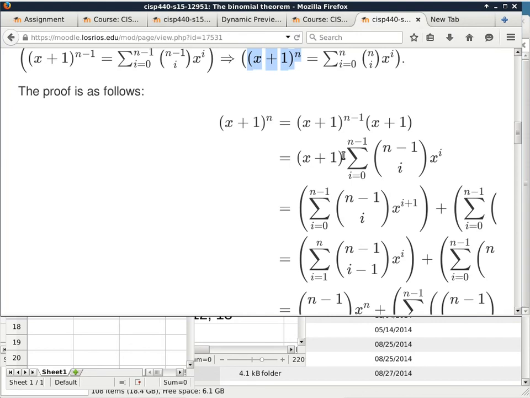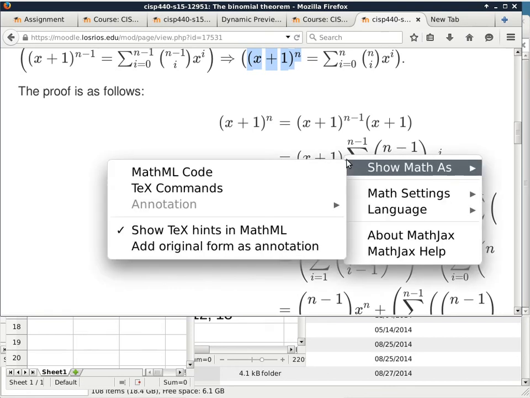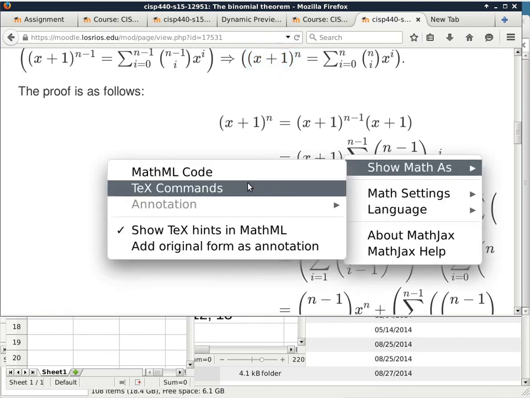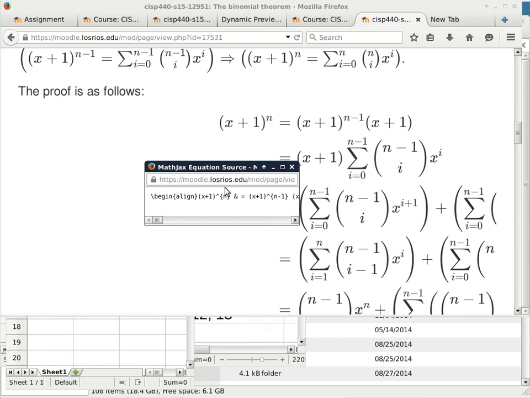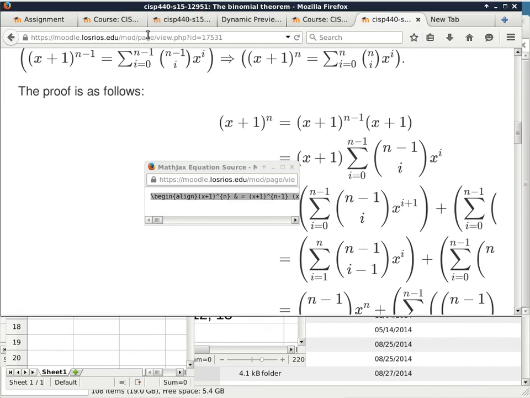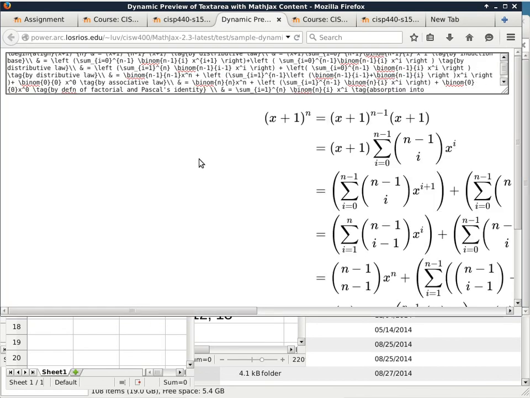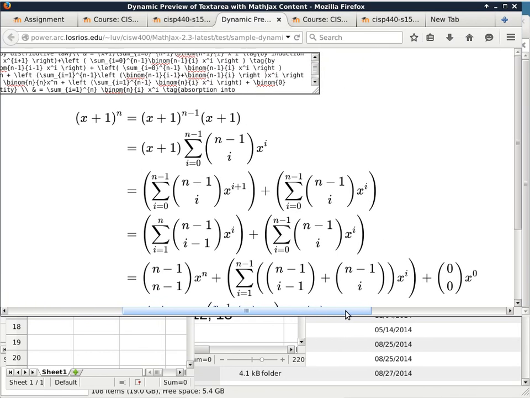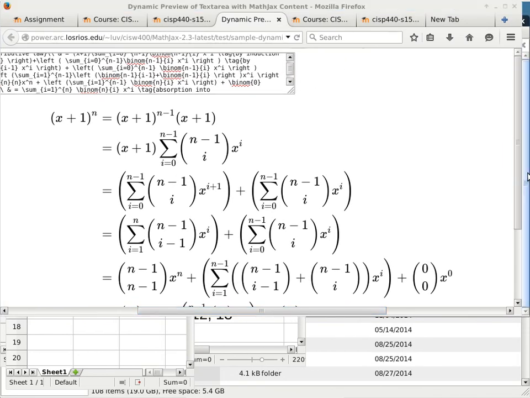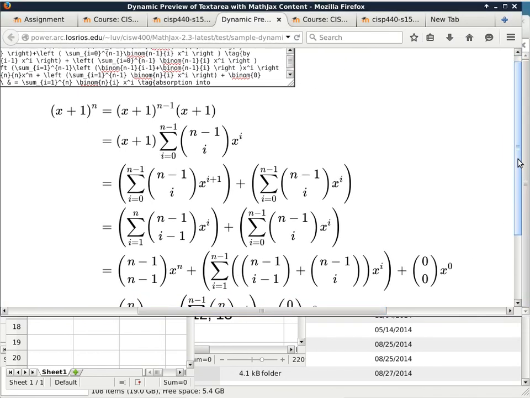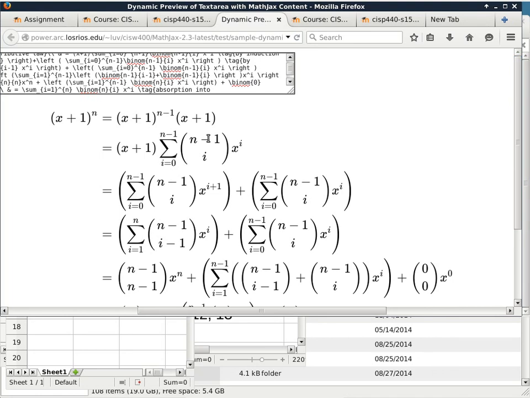And for those of you who want to find out how I type all of this stuff, just out of curiosity, you can right-click, show math as, TeX command, and then do a Control-A, Control-C, and then go to the previewer window and paste it here. It works out the same way. It's still kind of shifted all the way, but at least with this one I can move the horizontal scroll bar, so it's a lot better. Okay, so we'll look at it like this.